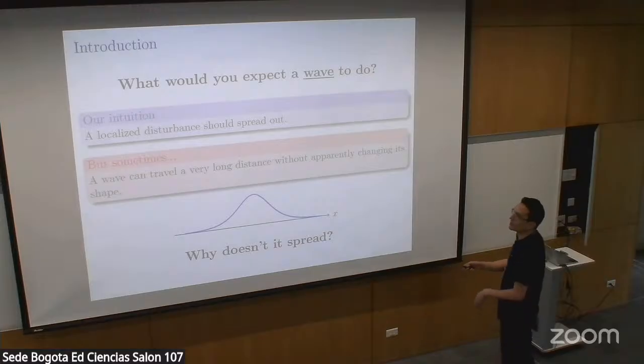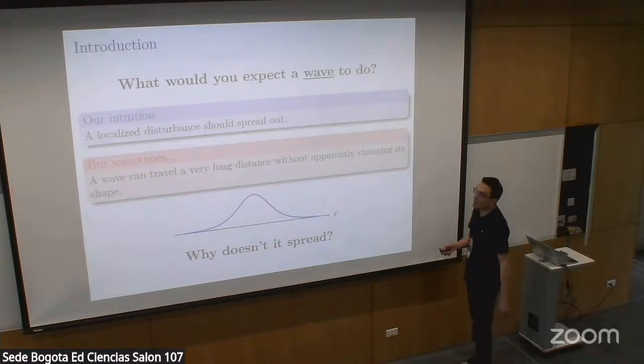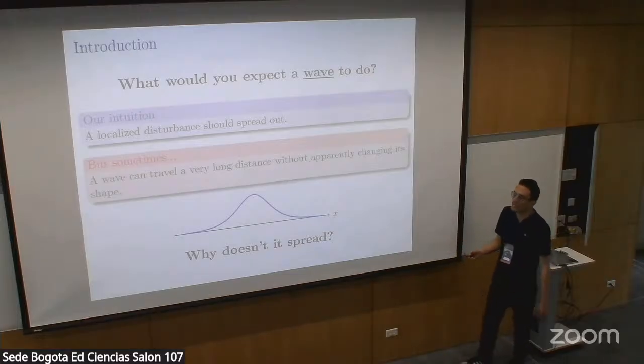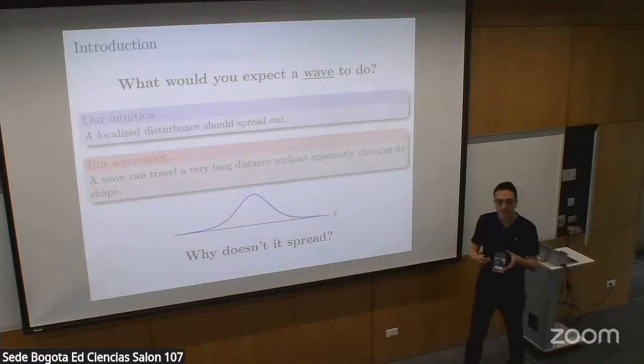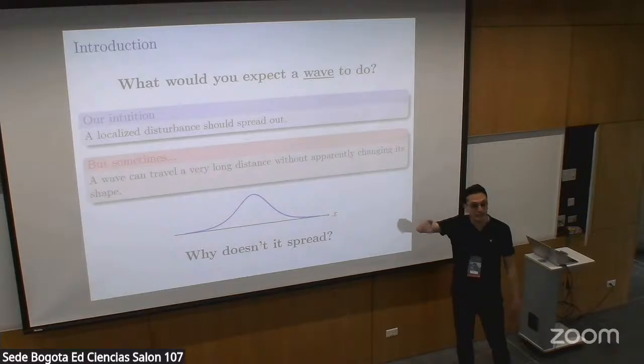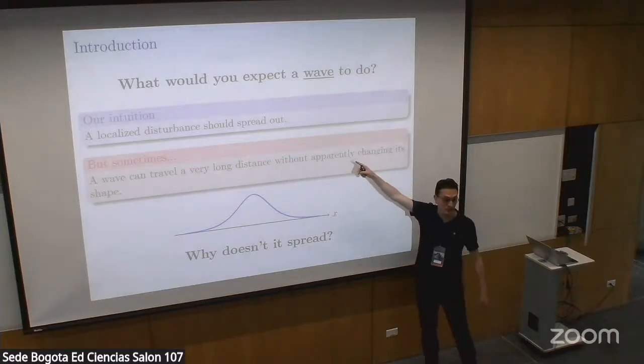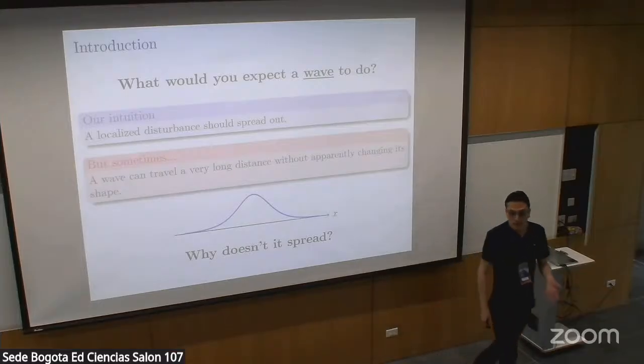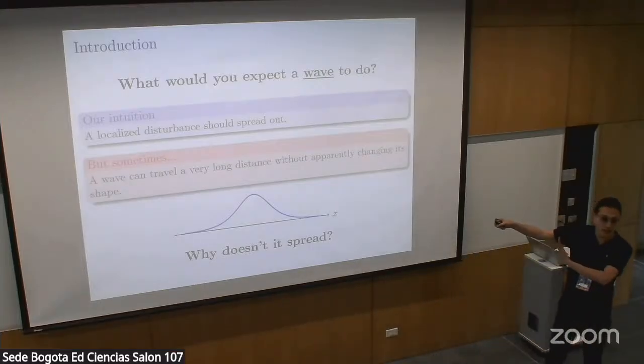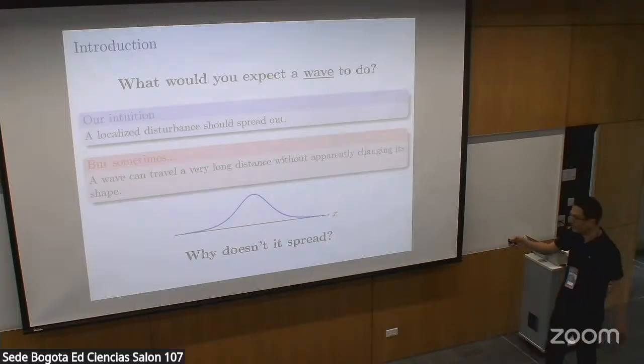But sometimes a wave can travel a very long distance without changing its shape. So you will find a special wave that never changes its shape. It's always the same. This is very interesting, and it's actually contradicting our intuition. So I will show you models that justify why this is possible, okay?